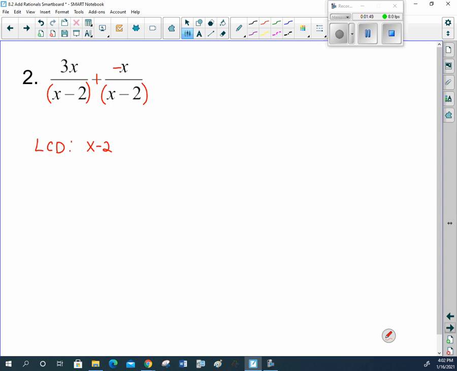All right, so if my lowest common denominator is x minus 2, then I'm going to take my 3x and add to it my negative x. And we're going to end up with 2x over x minus 2. And once again, we're done. We've got a subtraction sign on the bottom, so we can't cross the x's out or the 2.